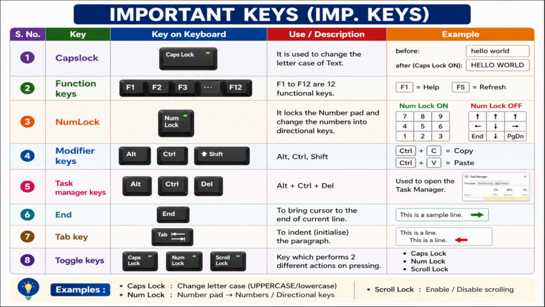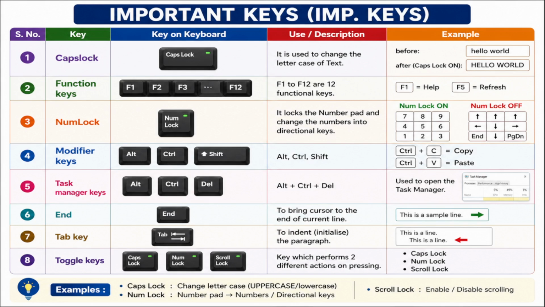See here, caps lock, keyboard: these are very important shortcut keys. What is a modifier key? Alt, Control, Shift. What is the task manager key? Alt Control Del. What is the tab key? Tab. Toggle keys means whatever the caps lock, number lock, scroll lock. These are the toggle keys.